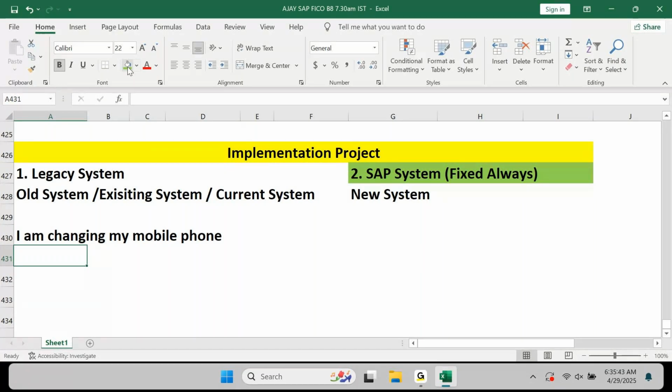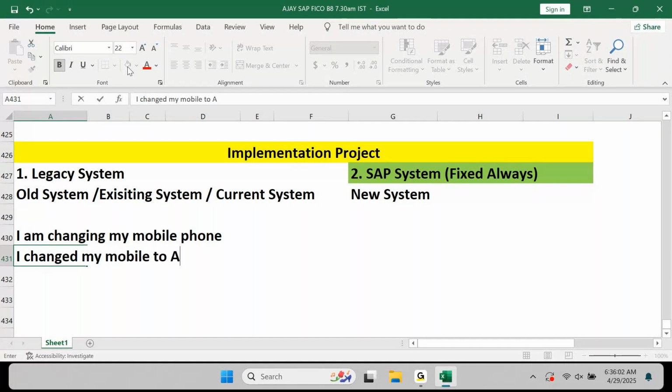When I tell this, I am changing my phone. I want to change my mobile phone. You will understand, right? Only with a simple statement. Okay, let's say I will say, I changed my mobile to Apple.